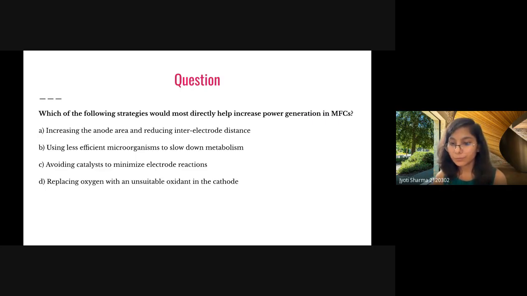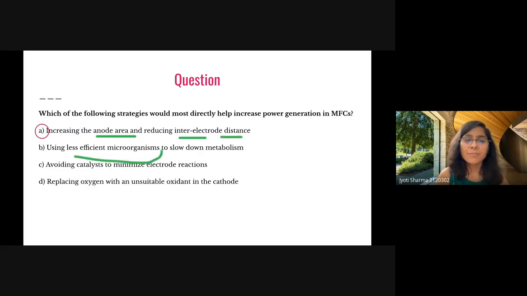Okay, so Dia gave me A answer. Let me see the answer. Okay, Venkateshwar also gave me A. So yes, whenever we increase the anode area, this is the place where microorganisms attach to that anode area, right? So whenever we are increasing the anode area, power generation will be more, and even reducing inter-electrode distance. So this is how we can increase the power generation.